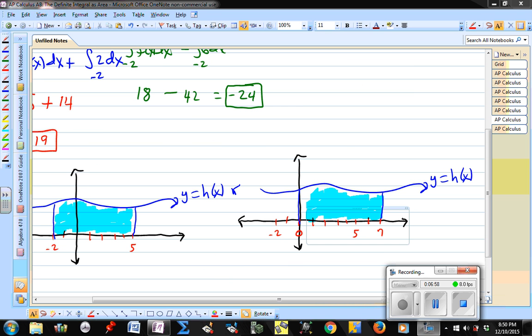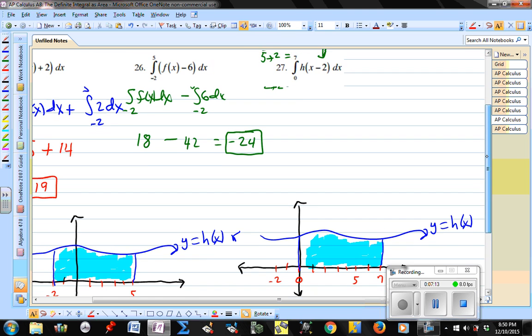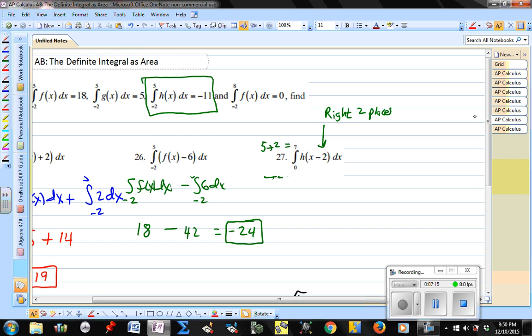You see that the area of the region from 0 to 7 is exactly the same as the area of the region from negative 2 to 5, because the whole function shifted over, not just the x values of the area, but the whole function. Therefore, for number 27, we're going to get negative 11, the same value that you would have if we left the function h of x alone in the beginning.